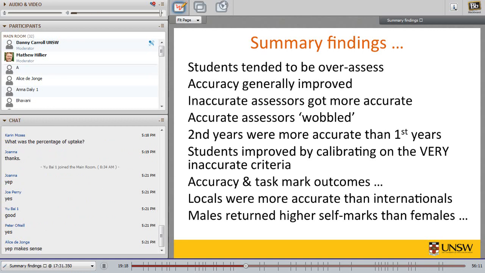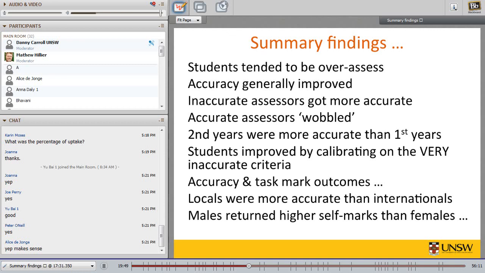The second years were more accurate than the first years, which is consistent with several other bits of research and intuitively sensible as well, because they've got several years of calibrating feedback already and earned grade history. The nice thing for a study on criteria-based accuracy is that students made improvements in their self-assessment accuracy on the criteria that they were very inaccurate on in the first task.